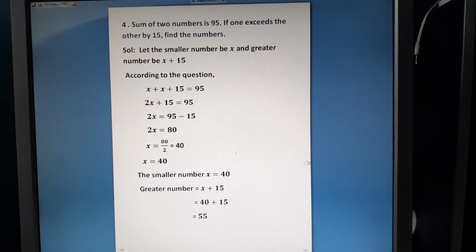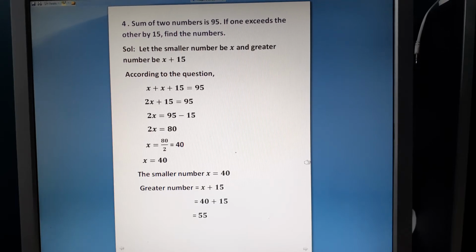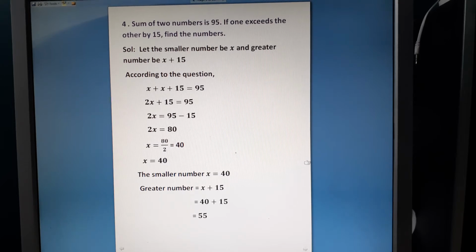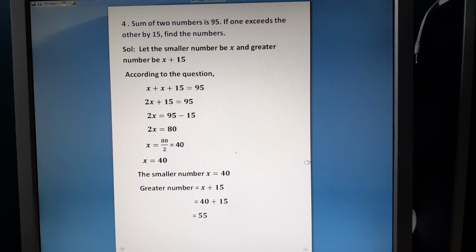Fourth problem. The sum of two numbers is 95. If one exceeds the other by 15, find the numbers. Solution. Let the smaller number be x and the greater number be x plus 15. Here, why did we take the smaller number as x and the greater number as x plus 15? See your question: if one exceeds the other by 15. So two numbers are there, one is the smaller number, another one is the greater number.